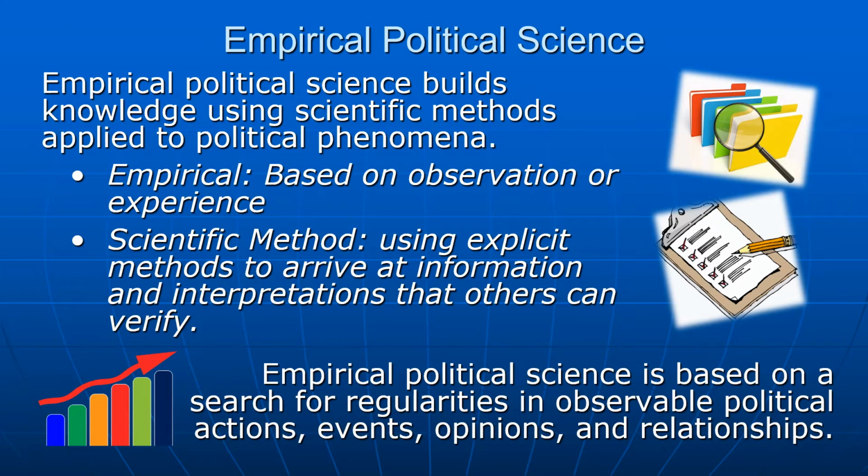Empirical political science, then, is based on a search for regularities in observable political actions, events, opinions, and relationships. So we're saying life is not random. People's actions are not random. We think that there are regular ways that people behave. For example, we might observe that on a relatively consistent basis, the more education somebody has, the more likely they are to vote. The more ideological someone is, the more likely they are to vote. The less ideological they are, the less likely they are to vote.